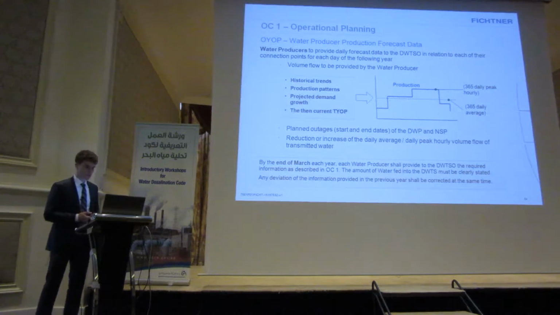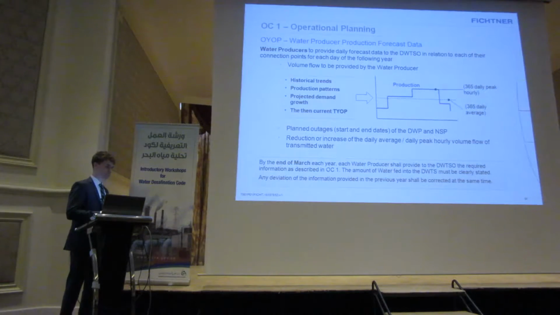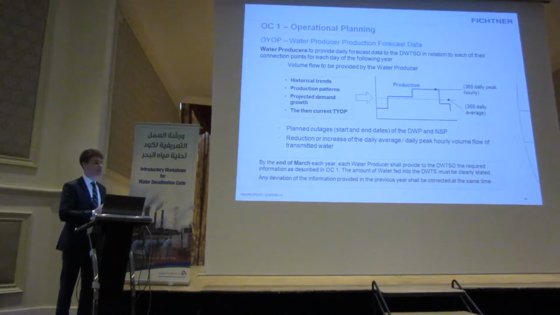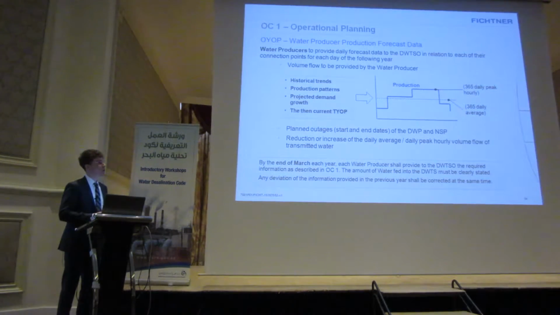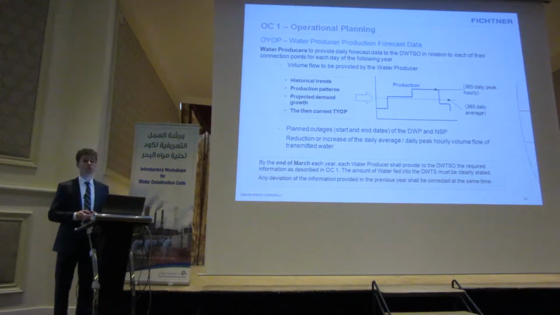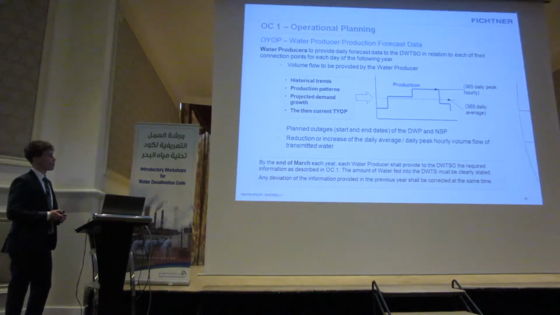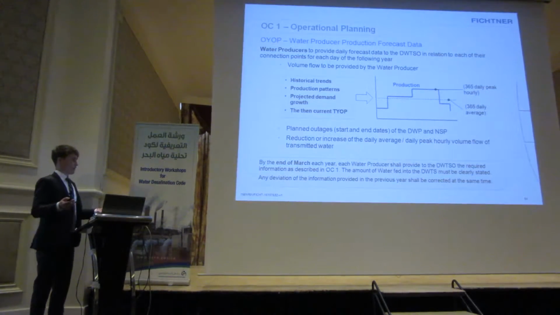Besides the distributors, also the producers have to deliver data, and while the distributors, of course, deliver demand data, the producers have to deliver how they are going to produce, how they are going to operate their plants. And it's basically the daily peak hourly production data. So this is the peak production in cubic meters per hour of each day of the following year, and the daily average in cubic meters per day for each day of the following year. And like the distributors, they use historical trends, production patterns, projected demand, and also the 3-year operating plan as a database. And like the distributors, they also should provide maintenance data.